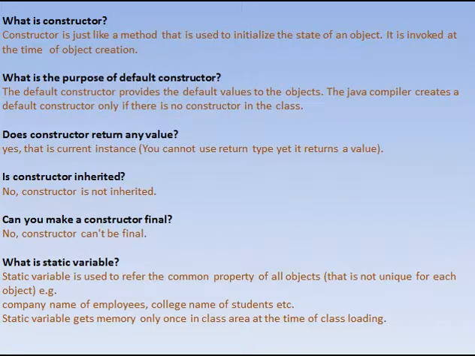What is static variable? Static variable is used to refer the common property of all objects, that is not unique for each object. For example, company name of employees, college name of students, etc. Static variable gets memory only once in class area at the time of class loading.